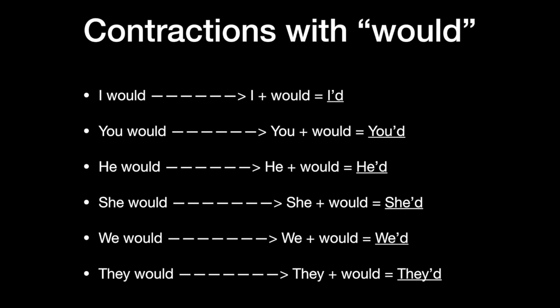For example, I would comes out to be I'd. So in this case, I would say something like, I would love to go to the park today. And instead, I could say, I'd love to go to the park today. In addition to I'd, we also have you would becoming you'd, he would becoming he'd, she would, she'd, we would, we'd, they would, they'd.